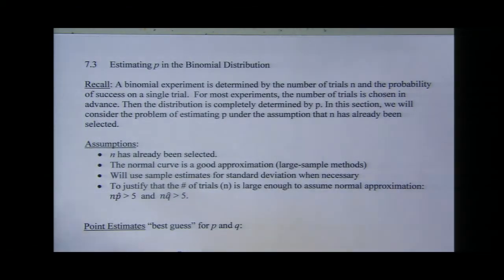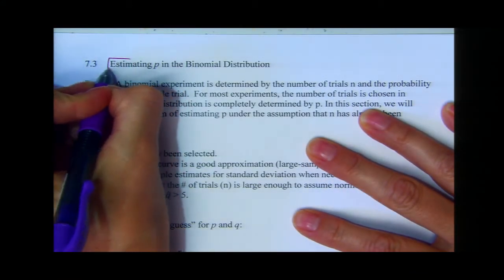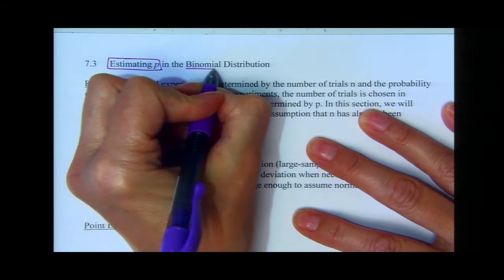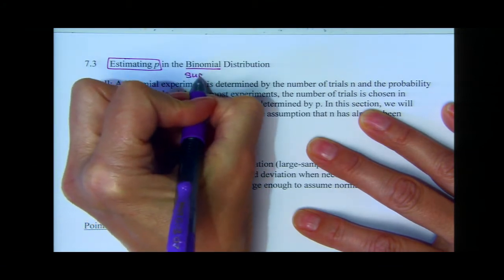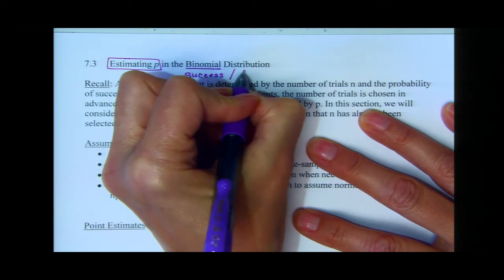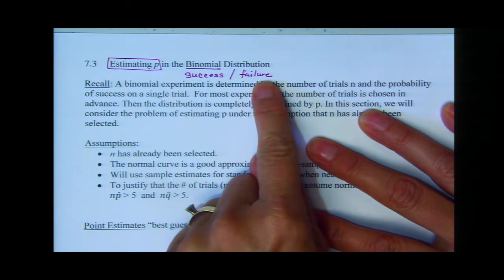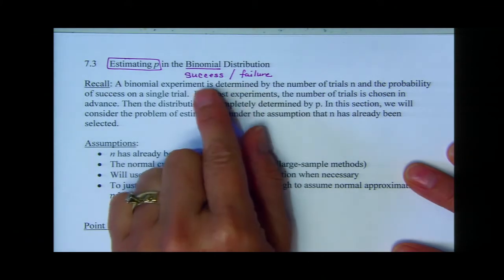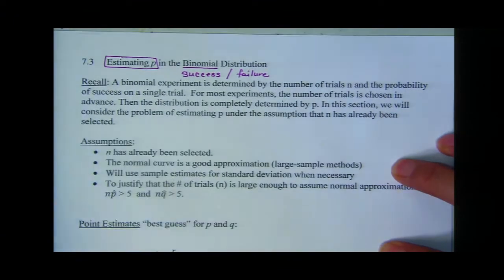7.3 is estimating P in the binomial distribution. All right, so estimating P, and if you recall, P is the probability of success. Binomial means that there are two outcomes, and we defined those outcomes as success or failure. And if you remember, this was P and this was Q. Probability of success was P, the probability of failure was Q. And P and Q were complements, meaning they had to add up to 1 or 100%.